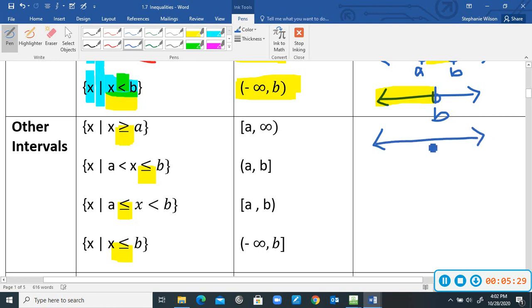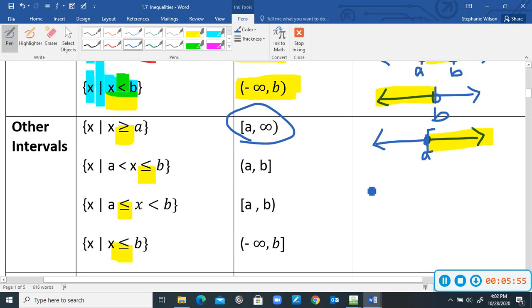The first one said that x is greater than or equal to a. Since it's equal to, I'm going to put a closed circle. And it said x is greater than, so I know we're going to go off to the right. So this is where this notation comes from: we put a bracket on a because we're closed. We actually included a, and we went off to infinity, so we put a parenthesis.